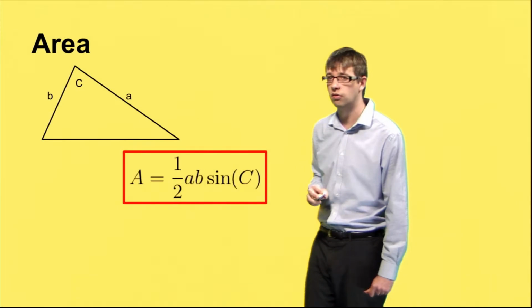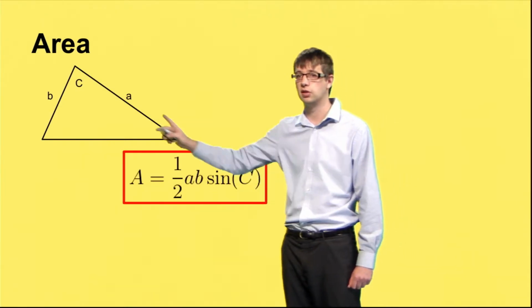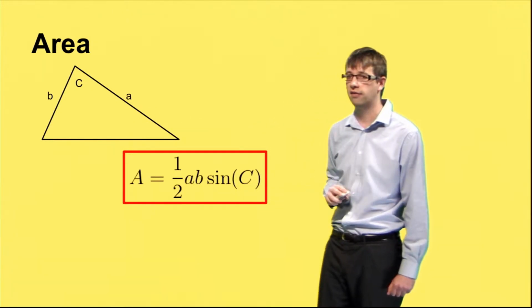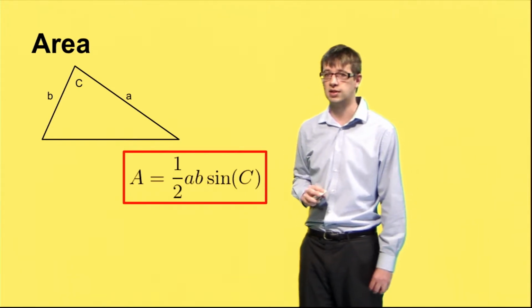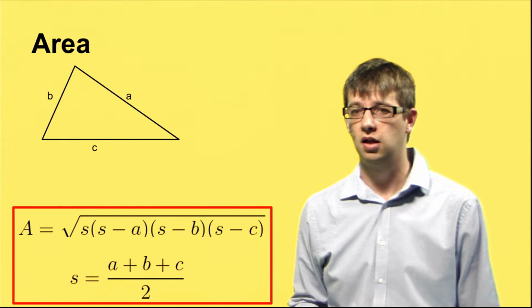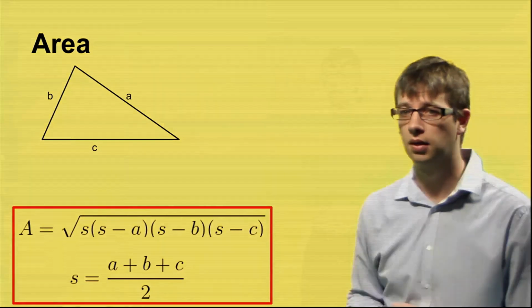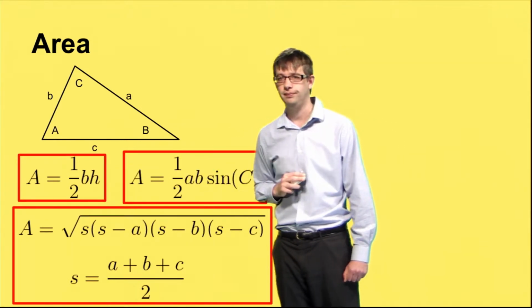We can also find the area of the triangle. In this case, where we've got both the side lengths and the angle between, we can use half A times B multiplied by sine of C. That will give us the area of the triangle. If we've got all three side lengths, we can use Heron's formula just here, or the classic half base times height.